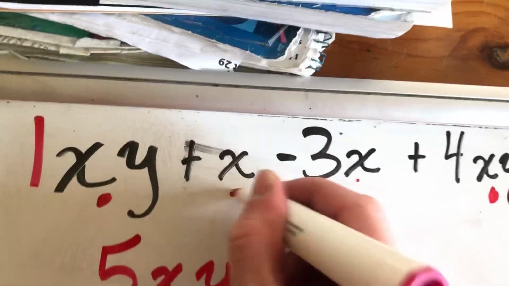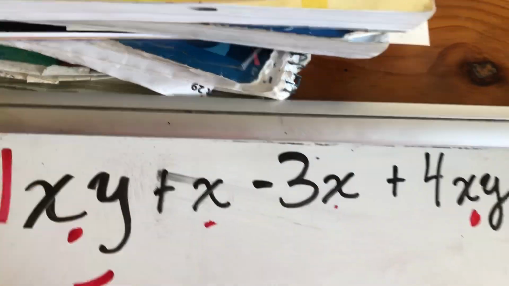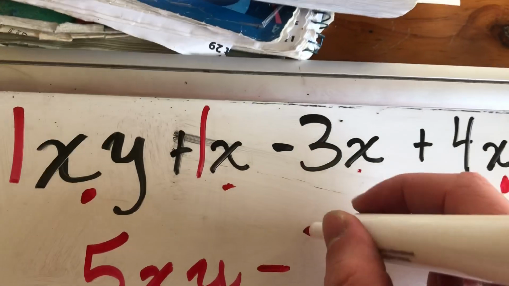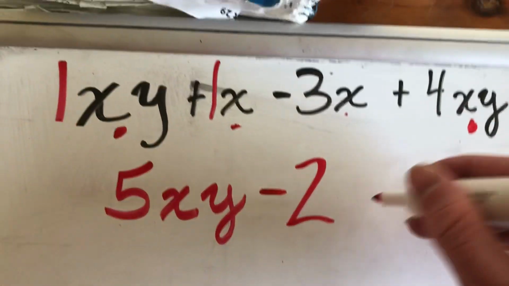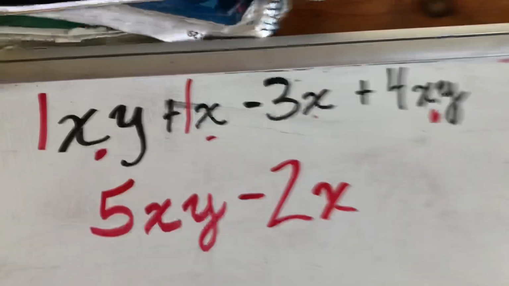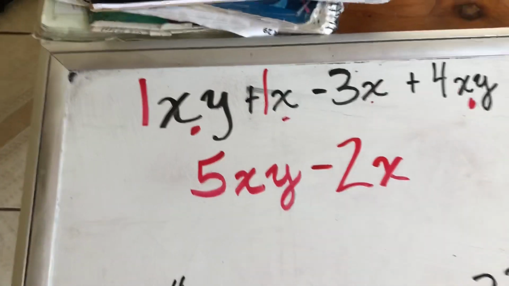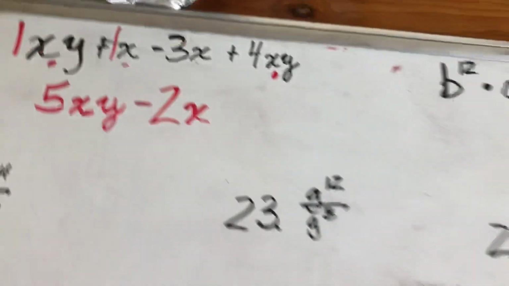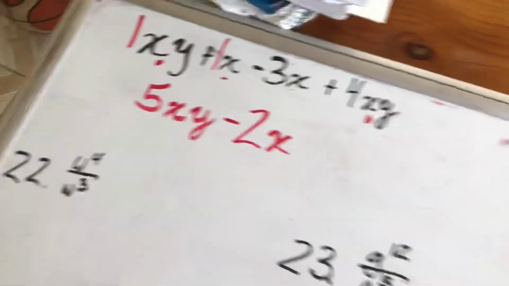All right, let's do the x's. I have x minus 3x. So 1 minus 3 is negative 2. And then I bring the x with it. 5xy minus 2x. Raise your hand if you got that one correct. Ha, you can't raise your hand because I can't see you. But still, if you got it correct, good job.